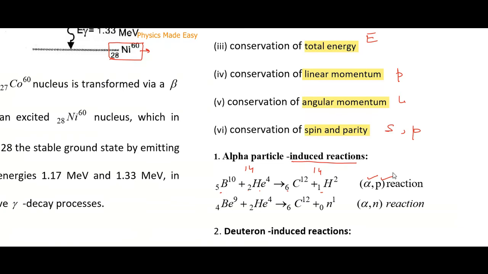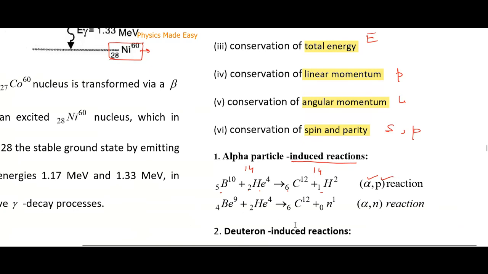Now this is the alpha neutron reaction. The nucleus is bombarded with an alpha particle and a neutron is emitted. Here 4 beryllium 9 is bombarded by an alpha particle, and 6 carbon 12 is the daughter nucleus plus this neutron. Now let us verify Z: 4 plus 2, 6, and 6 plus 0, 6. So 6 on the left side, 6 on the right side. Now let us verify mass number A: 9 plus 4, 13 on the left side, 12 plus 1, 13 on the right side.